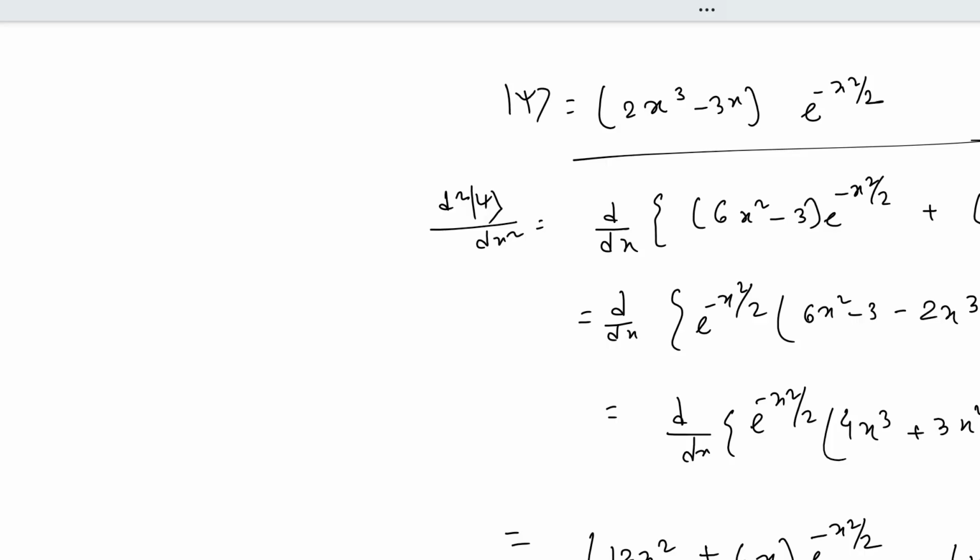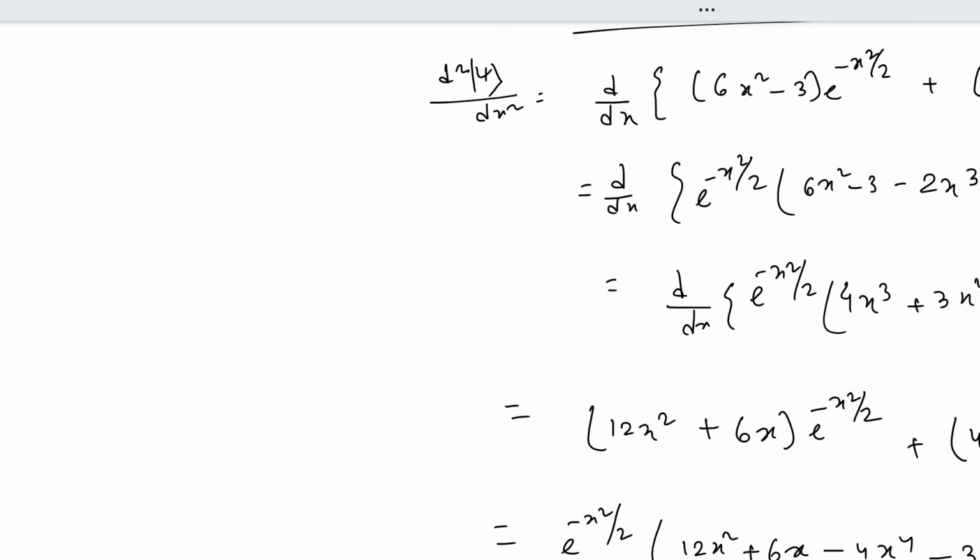When you again take a derivative, this is 12x squared plus 6x e to the power minus x squared by 2, plus 4x cube plus 3x squared minus 3 e to the power minus x squared by 2 times minus 2x by 2. This is e to the power minus x squared by 2 times 12x squared plus 6x minus 4x to the power 4 minus 3x cube plus 3x, which is e to the power minus x squared by 2 times minus 4x to the power 4 minus 3x cube plus 12x squared plus 9x.